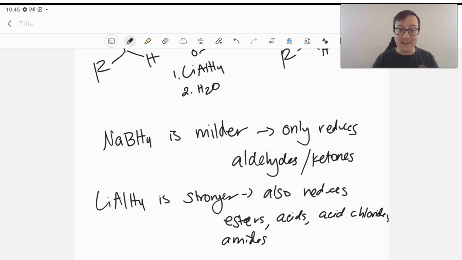All right. Lastly, the sodium borohydride can be used in the presence of protic solvents or protons. The lithium aluminum hydride, you can't have protons there because it will simply act as a base and you'll end up deprotonating your alcohol or whatever might be acidic within your compound.